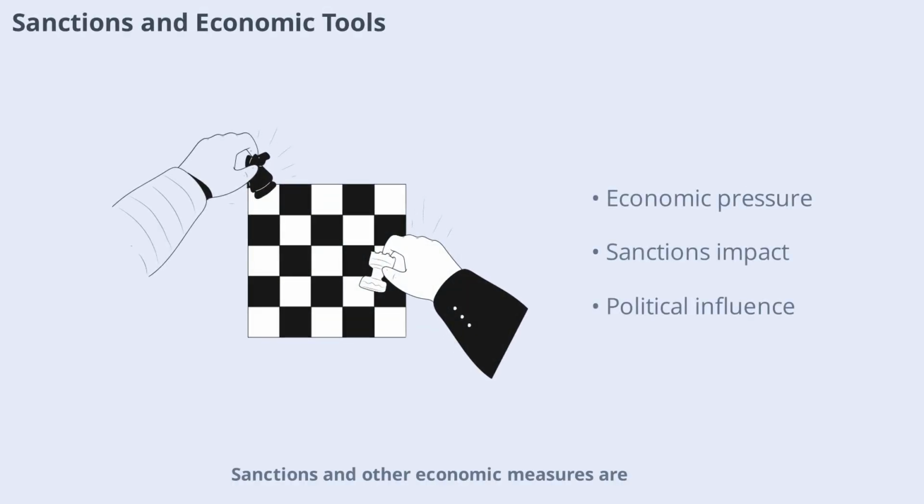Sanctions and other economic measures are powerful tools in the geopolitical toolkit. Countries use them to pressure rivals, punish bad behavior, or influence outcomes without resorting to force. However, sanctions can also have unintended consequences, hurting ordinary people or destabilizing economies. In this scene, we'll discuss how and why these tools are used and their effectiveness in achieving political goals.